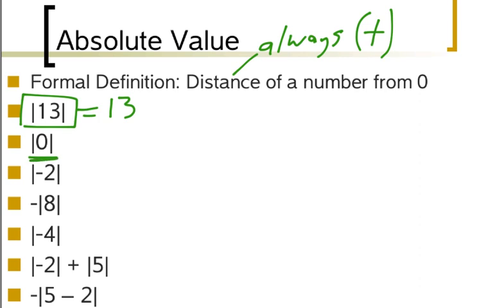Well, what's the distance from 0 to 0? Well, that's 0. It didn't turn positive or negative, it's just 0 to 0. But then I go negative 2. Negative 2 is 2 units away from 0, which means that the answer is positive 2.